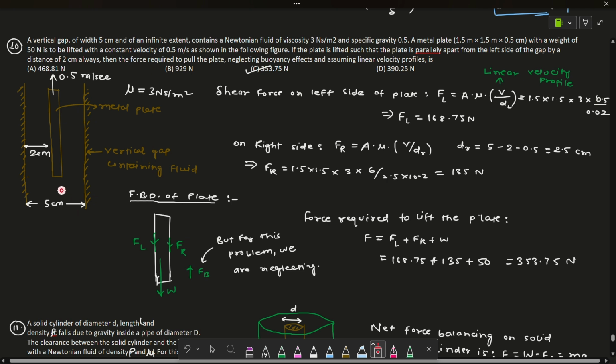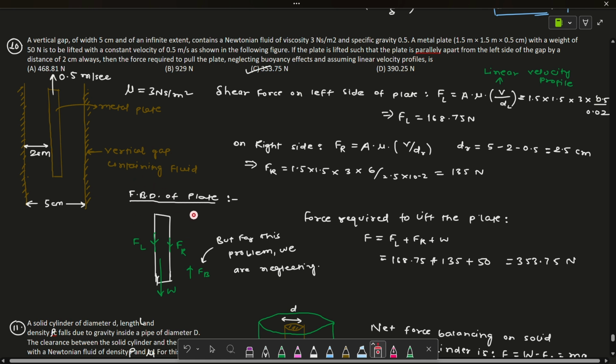Now similarly we can find it out from the right wall. So we will apply the same formula, and the distance we can find out as a total distance is 5 centimeter, and this is 2 centimeter. So the distance from the right plate is 2.5 centimeter. I just changed the value, I mean instead of DL, I've just chosen DR. Just substituted the value 2.5 into 10 to the power minus 2 meter, and the value I get is 135 Newton.